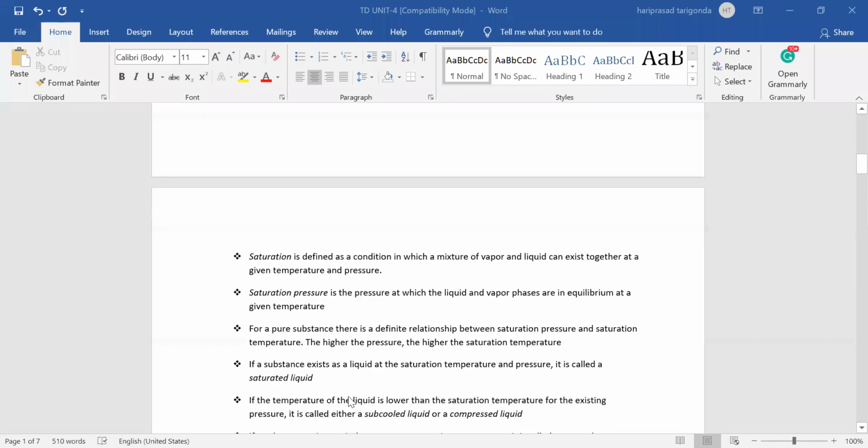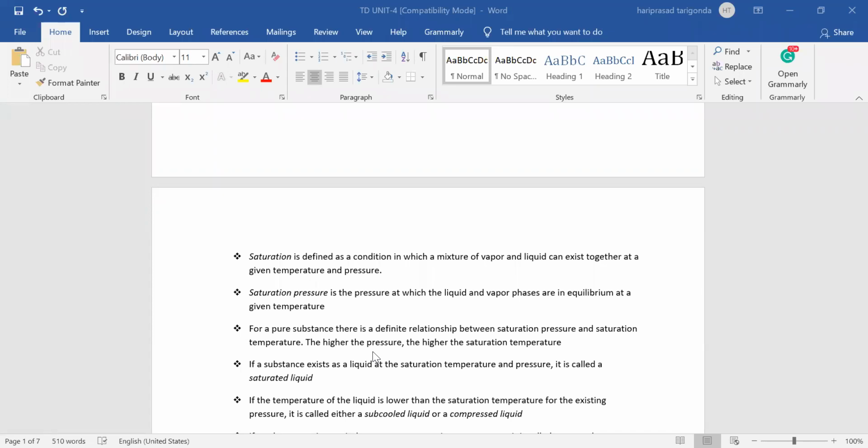If a substance exists as a liquid at the saturation temperature and pressure, it is called a saturated liquid. I repeat, if a substance exists as a liquid at the saturation temperature and pressure, it is called a saturated liquid. So at 100 degrees centigrade and atmospheric conditions, water starts boiling. That is, steam will be produced.